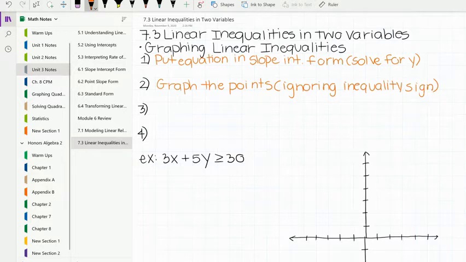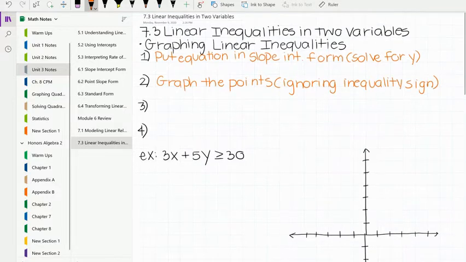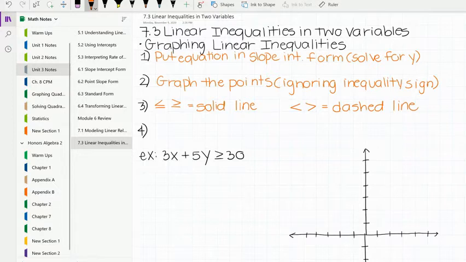Okay, step three is to decide what type of line you are going to draw. So for example, if it's less than or equal to or greater than or equal to, this will be a solid line, meaning that you would connect it. But if it is less than or greater than, this would be a dashed line or a dotted line. And then lastly, you want to shade the solution.